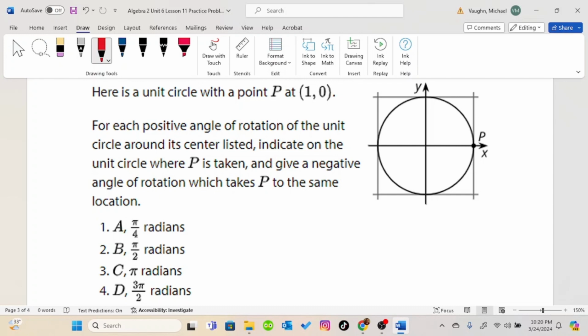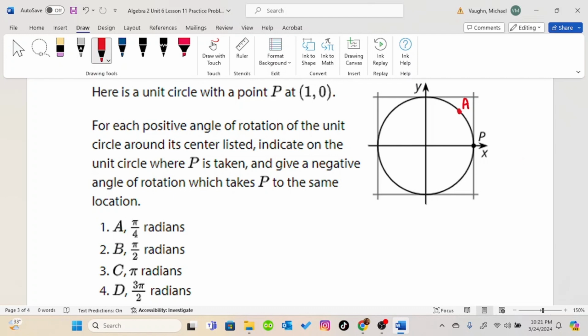So for point A, we are going to pi over 4 radians. That is 1/4 of a half circle. So point A would be right up here in quadrant 1.